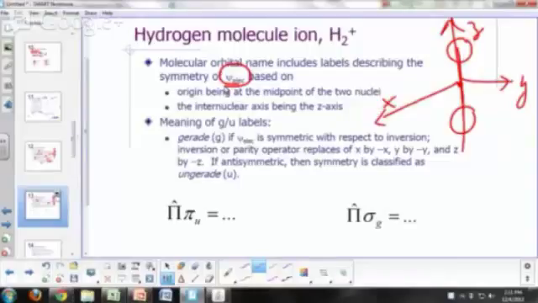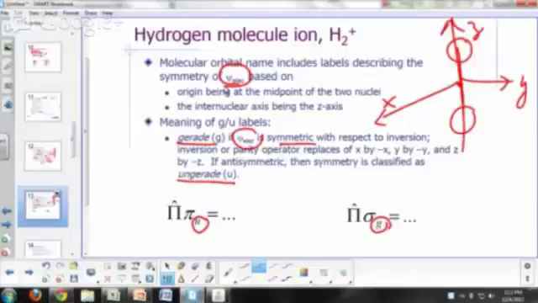Now, the names might have a G or a U label attached to it. G stands for gerade, and U stands for ungerade. What those simply mean is that the function is gerade if your wave function is symmetric with respect to inversion.